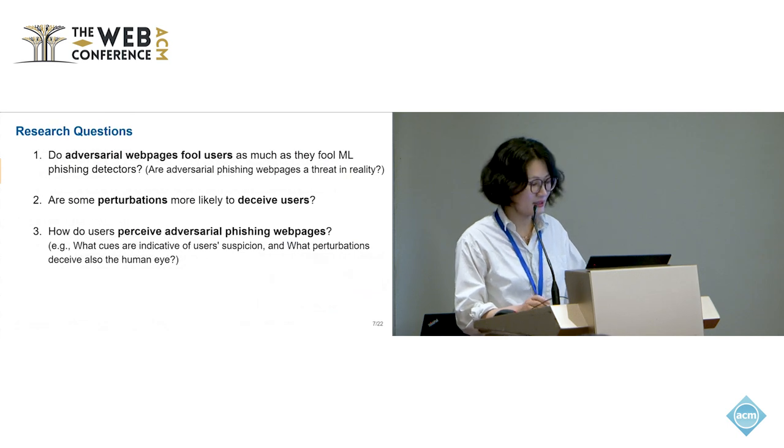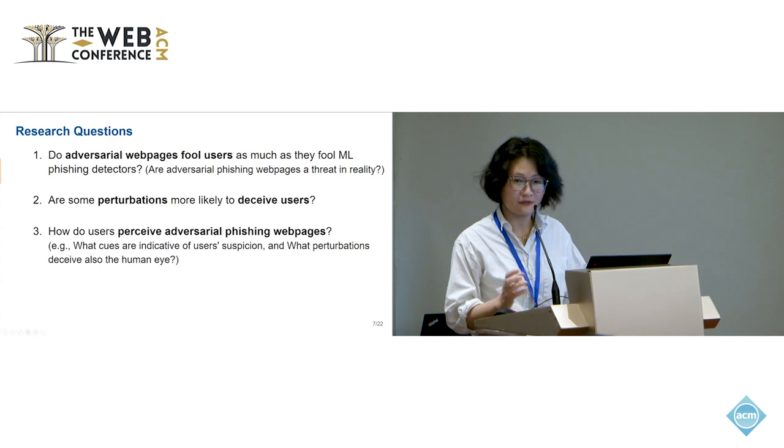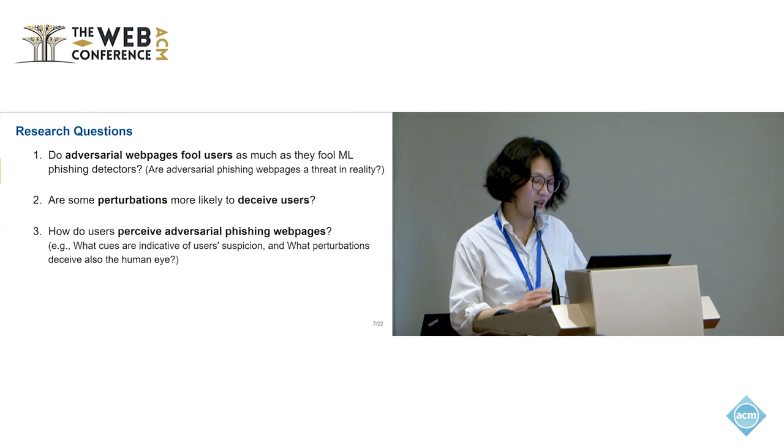So we ask three questions. Do adversarial web pages fool users as much as they fool machine learning phishing detectors? Are some motivations more likely to deceive users? And how do users perceive adversarial phishing web pages, like what kind of motivations do they base their judgments on?